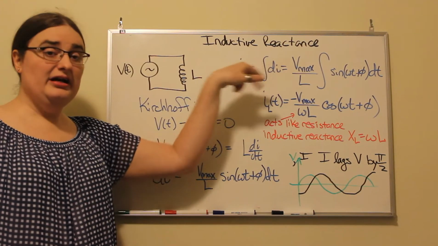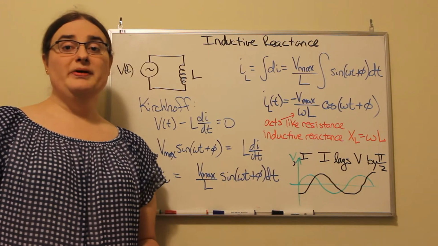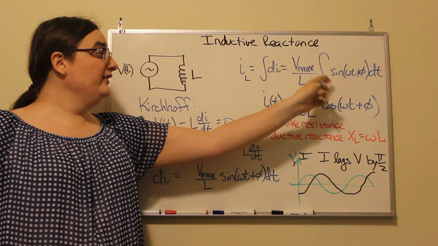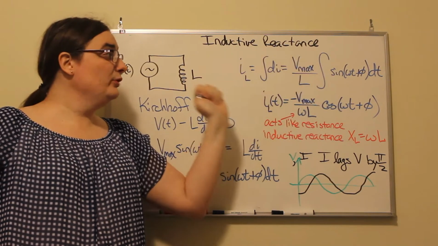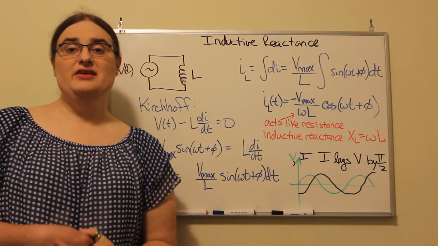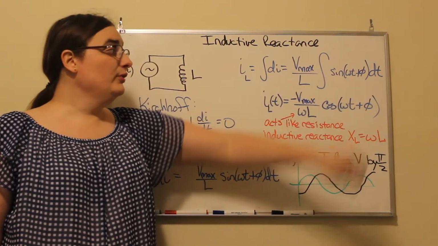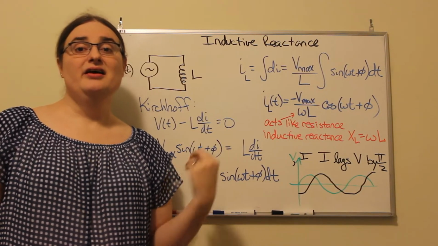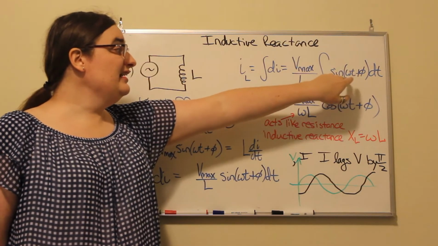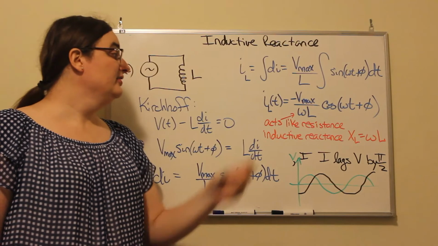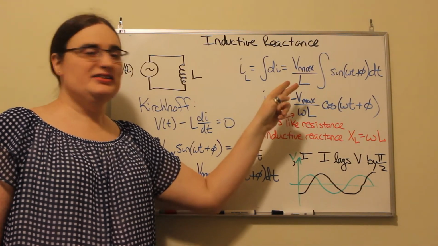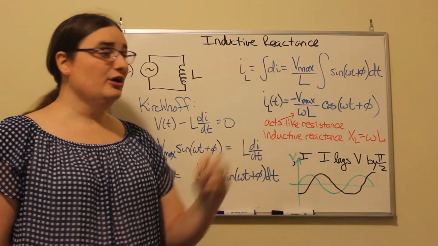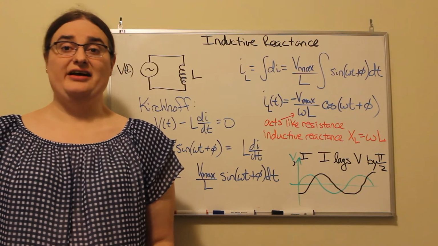So to get the current, I just need to integrate that little bit of current di. So I would end up with Vmax over L, constants pulled outside, and the integral of the sine of omega t plus my phase angle with respect to t. Now the integral of sine is going to give me minus the cosine. And through u substitution, I need a factor of 1 over omega, so that means my integral is going to be minus Vmax divided by omega times my inductance times the cosine of omega t plus that phase angle.